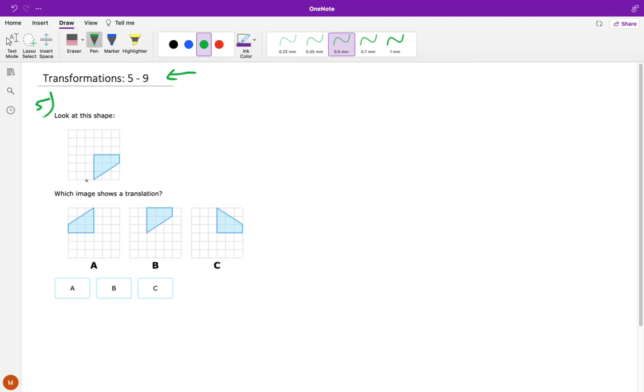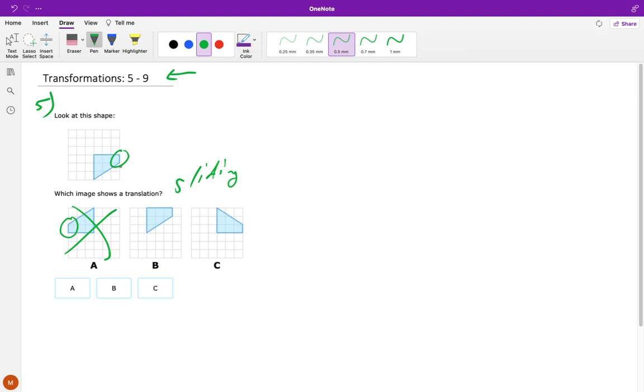So it says, which image shows a translation? Translation is sliding, so this is just identifying. Since I see that this little line is on the right-hand side here and on the left-hand side here, I know it can't be this one, because that means it was turned or reflected. Something was happening to it.